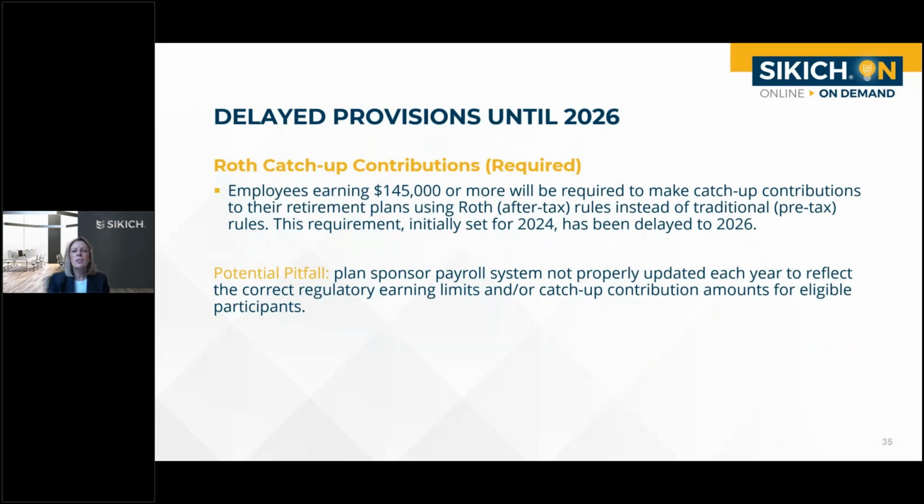So the last provision that I wanted to cover is actually on delay until 2026, and this is related to the Roth catch-up contributions. This is another required provision that was originally supposed to go into effect in 2024, but as I mentioned, it's been delayed until 2026. But it essentially requires that employees earning $145,000 or more will be required to make catch-up contributions now to their retirement plans using the Roth rules instead of the traditional pre-tax rules that have been required in the past.